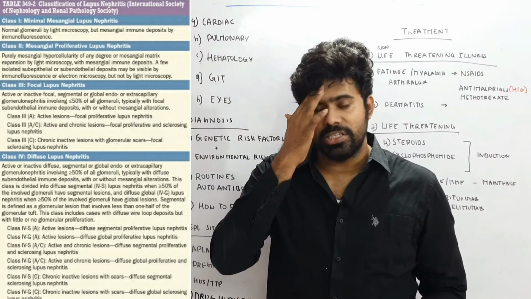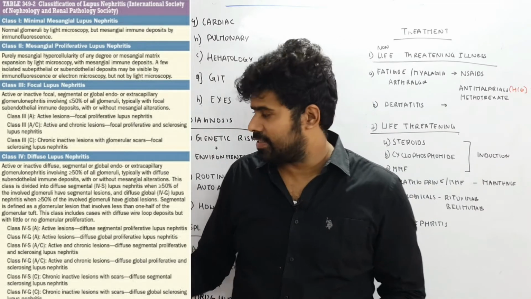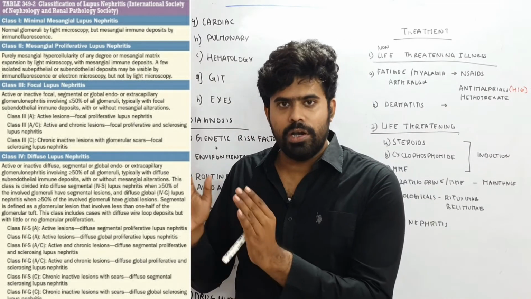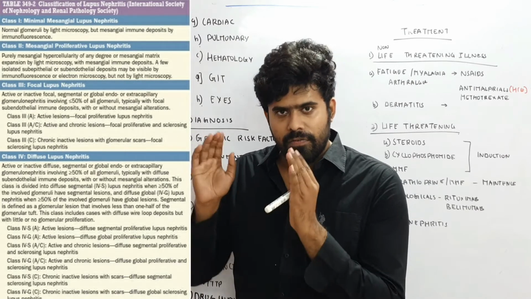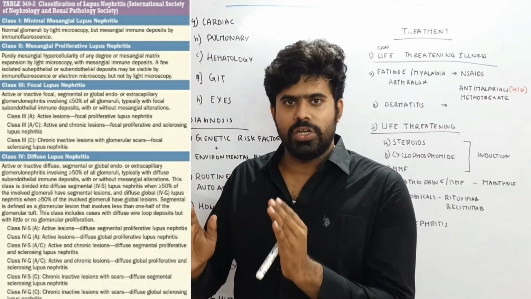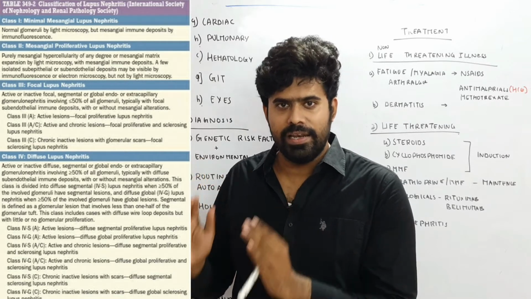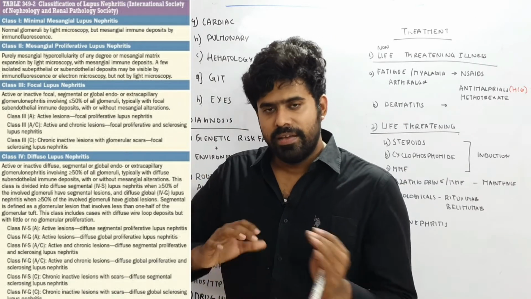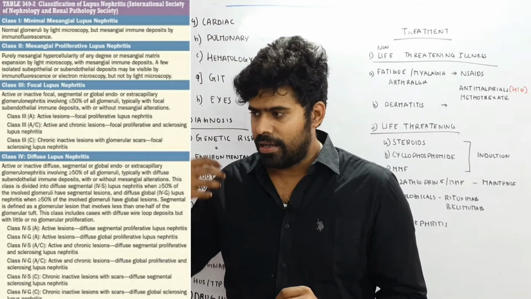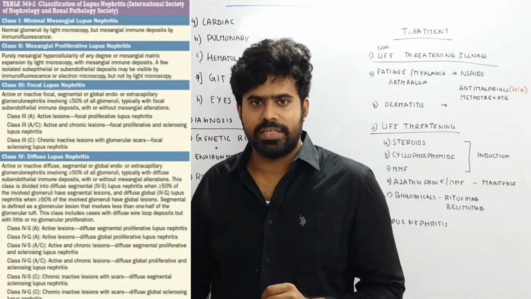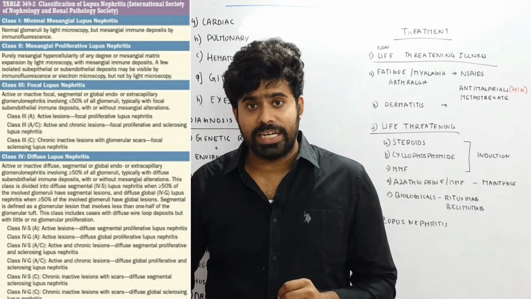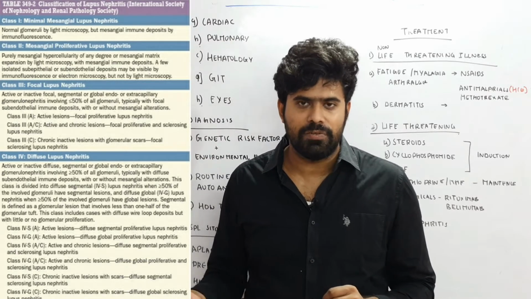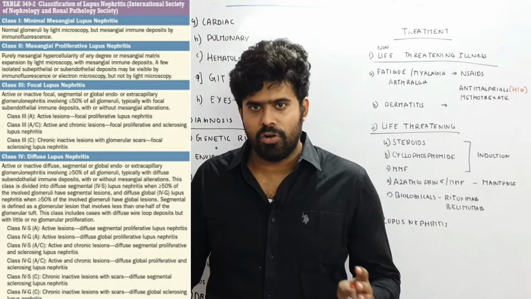This is class 2, or mesangioproliferative lupus nephritis. Then class 3 will be the focal lupus nephritis. There will be focal deposition of the immune complex in the subendothelial region. This focal means less than 50% of the glomeruli can be involved. The glomeruli which are involved can have either endocapillary proliferation or extracapillary proliferation. They can have active lesions or inactive lesions, a focal lesion or a global lesion.